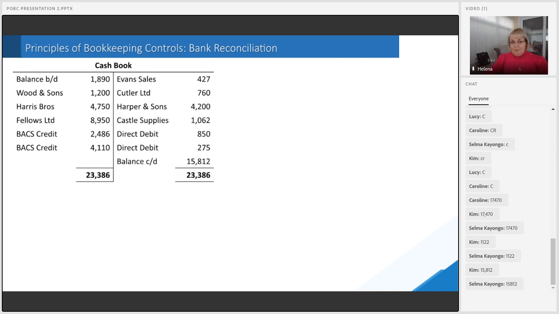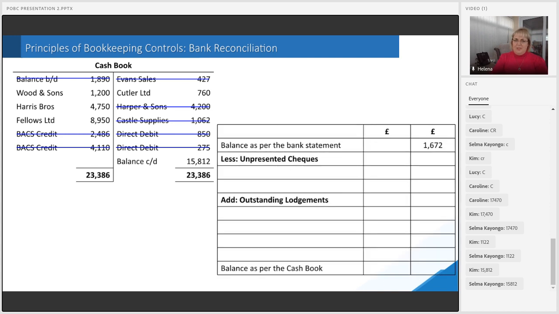So we've got a cash book, and all the items that are highlighted in blue I've already dealt with. Okay, they were either naturally in there or we put them in. We updated them. As a business, my cash book records say that I've got £15,812 in the bank. But if you remember, the bank statement said 1,672, so there was clearly a difference, and it was quite a big difference. And I'm going to start with my balance as per the bank statement of 1,672.